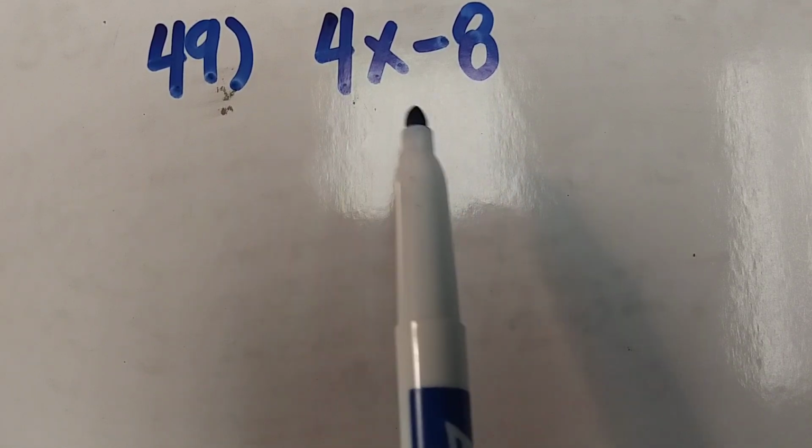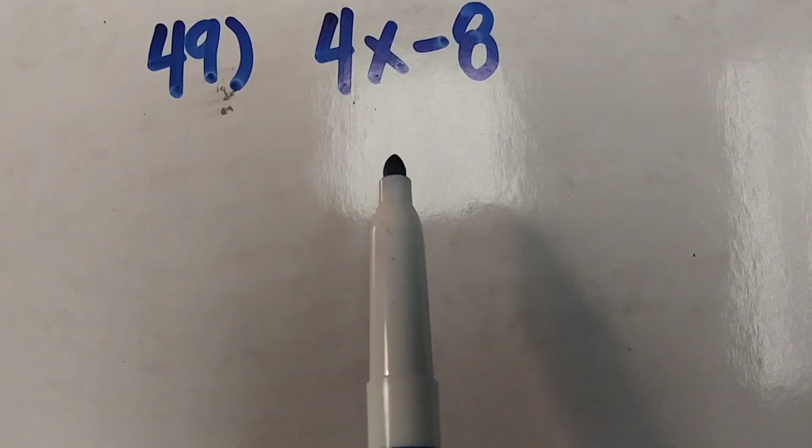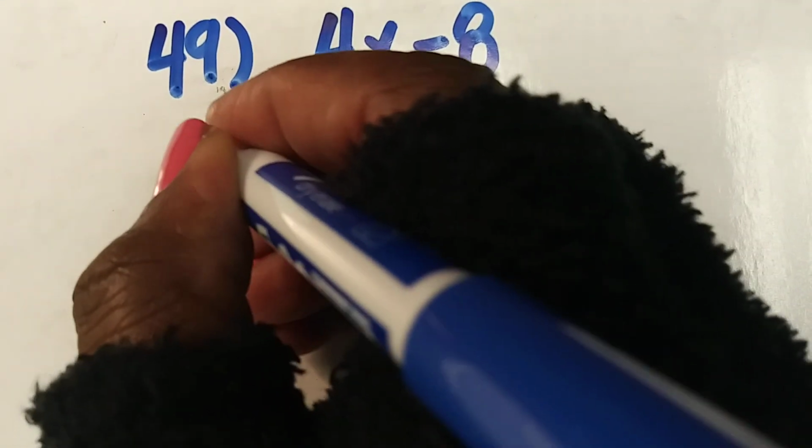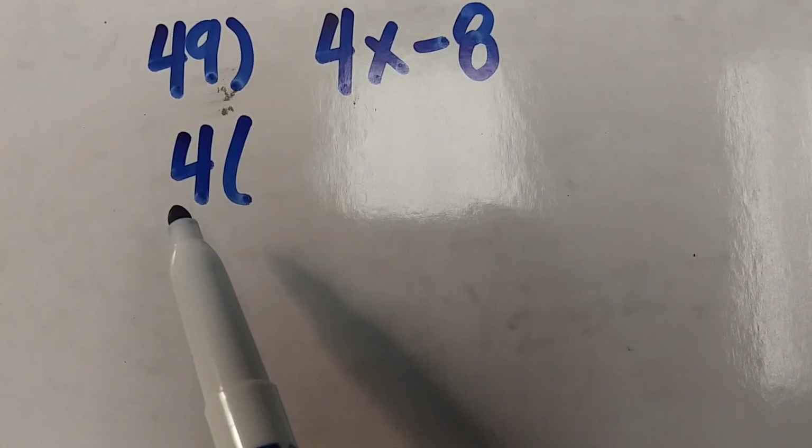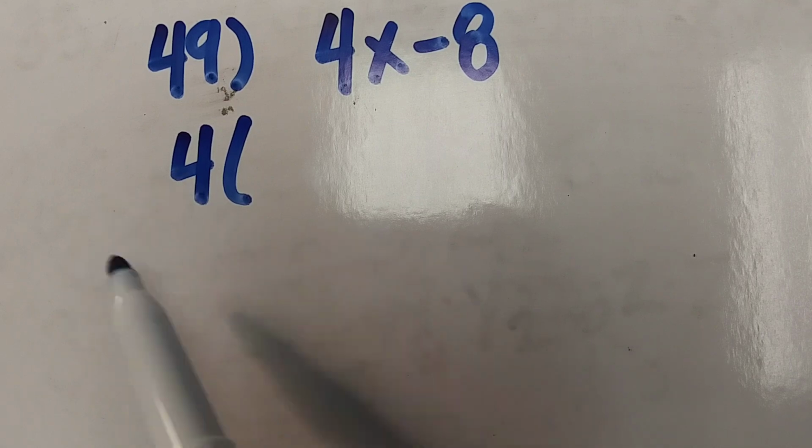Well, I see they both can pull out a 2, but they can also pull out a 4. So that's where the word greatest comes in. 4 is bigger than 2, so I want to factor out the 4. I could have factored out a 2, but I would be doing extra work. So you want to pull out the greatest so you can do fewer steps.